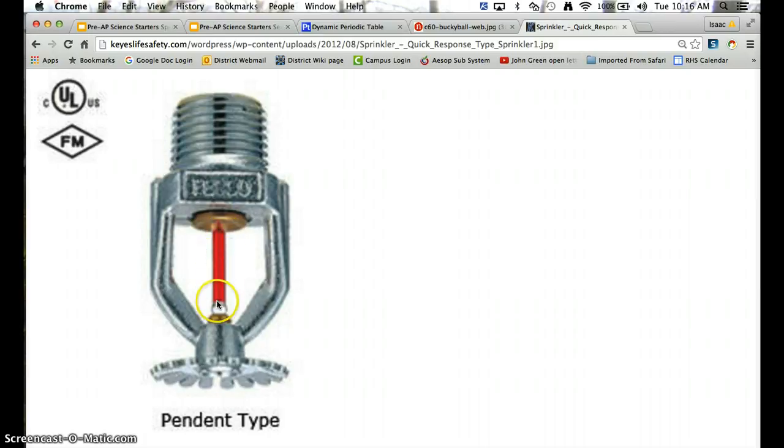So obviously we would want it to have a lower melting point so that if it gets to a fairly low temperature but still significantly warmer than room temperature, then we want that to break and allow the water to flow out of there. If it doesn't break and doesn't allow the water, then the sprinkler is not going to work. So the bismuth is mixed with metal to lower its melting point so that it will melt in the event of a fire.